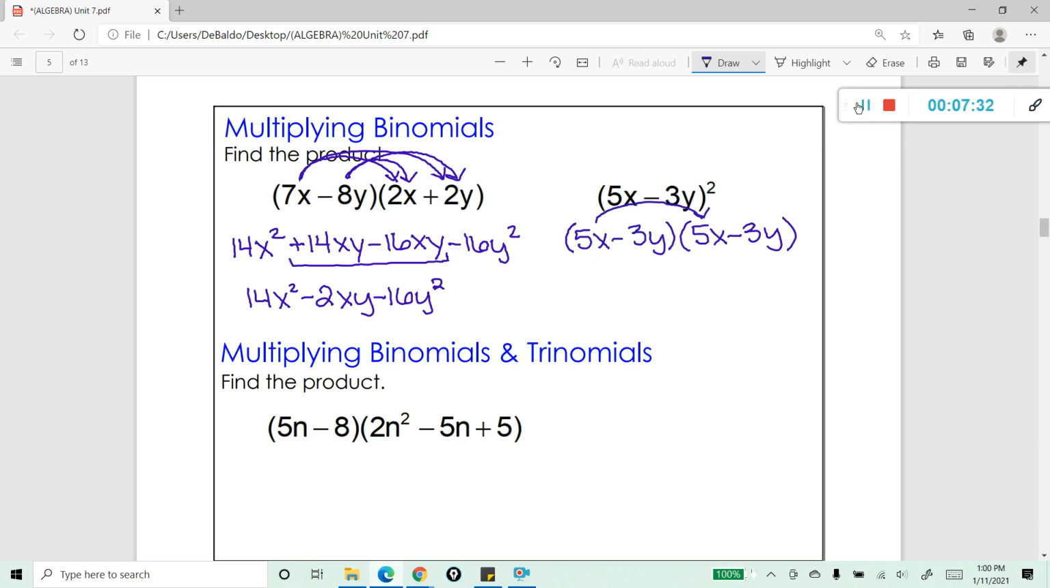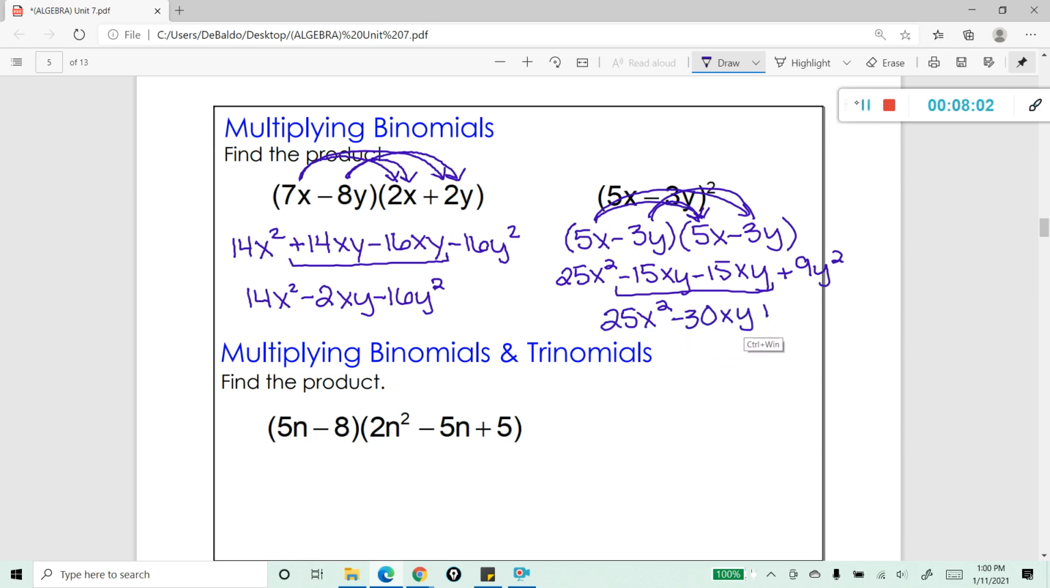So I'm going to go ahead and do first. It's going to give us 25x squared. And then we're going to do our outer. That's going to give us negative 15xy. Our inside. And that's going to give us negative 15xy again. And then our last is going to give us positive 9y squared. You can see that those two in the center are able to be combined, leaving us with 25x squared minus 30xy plus 9y squared. And there you have it.